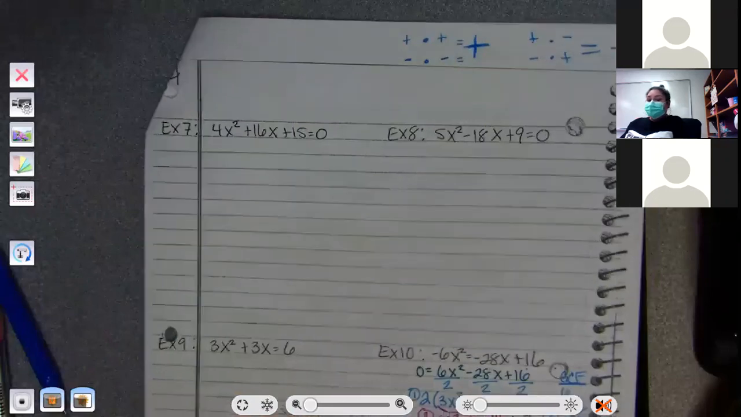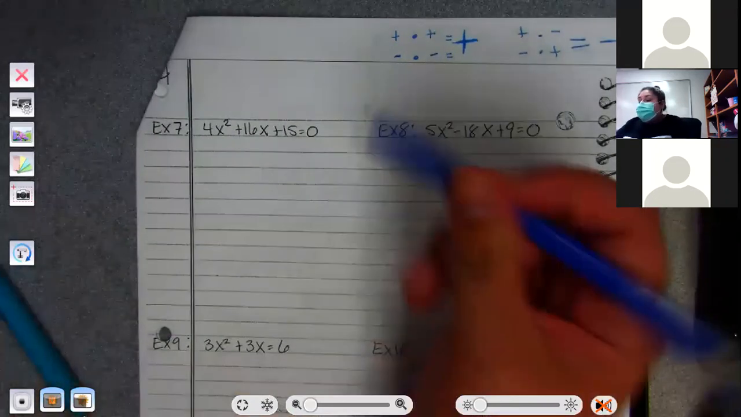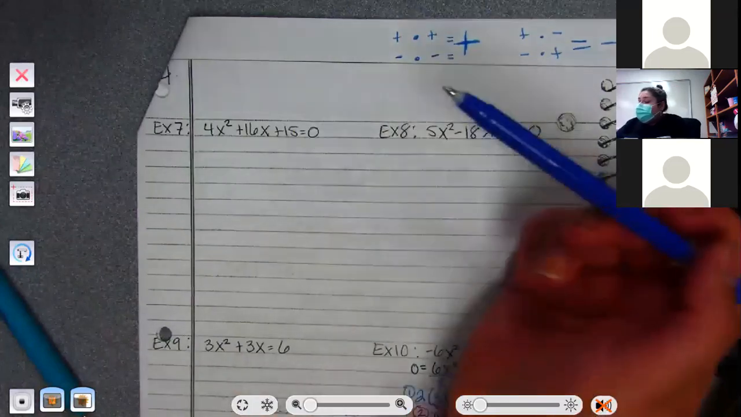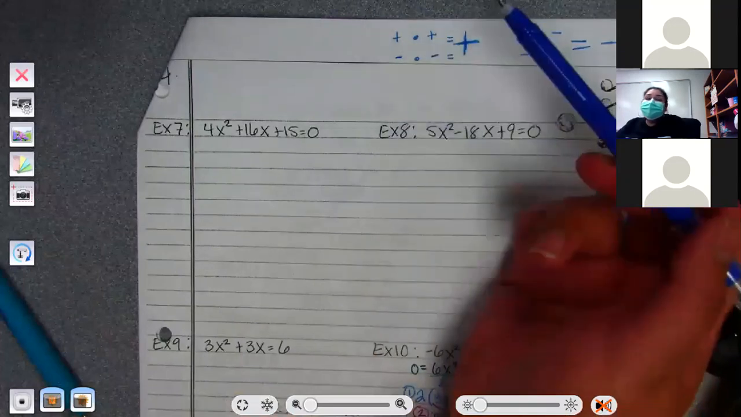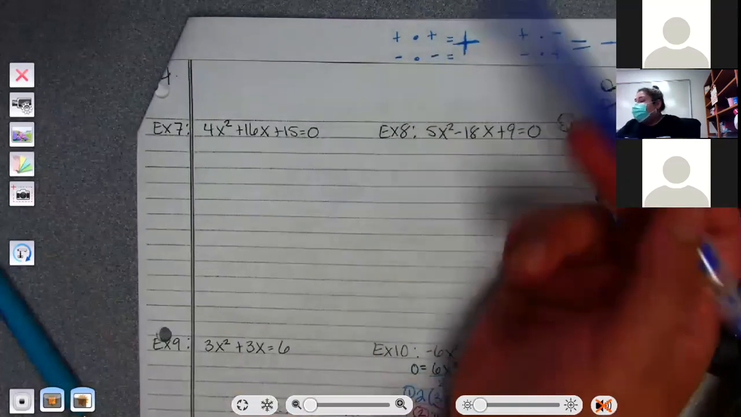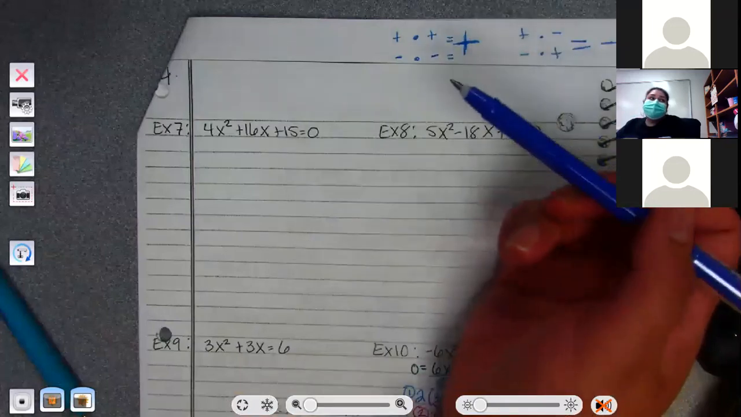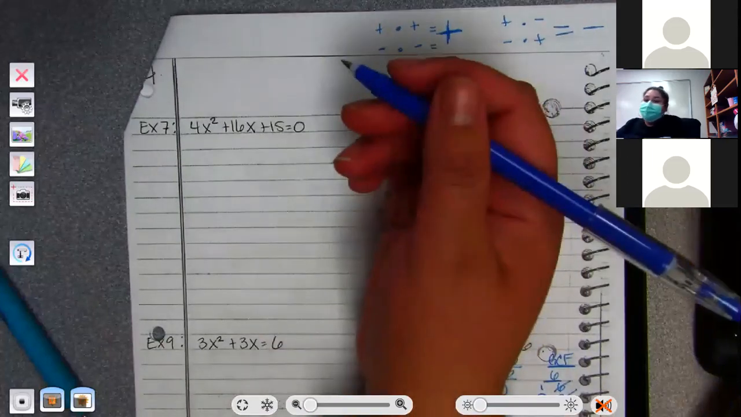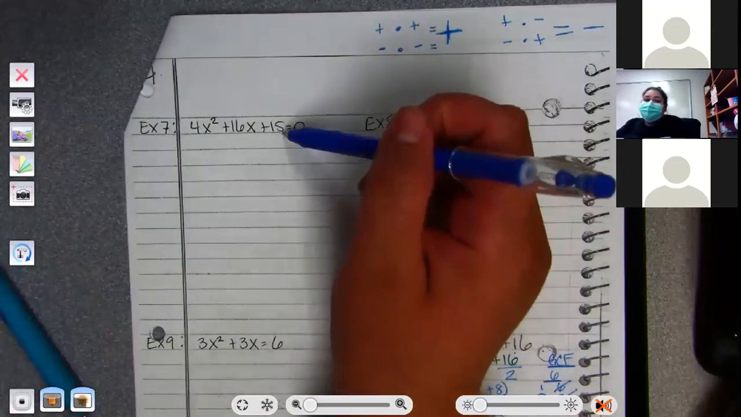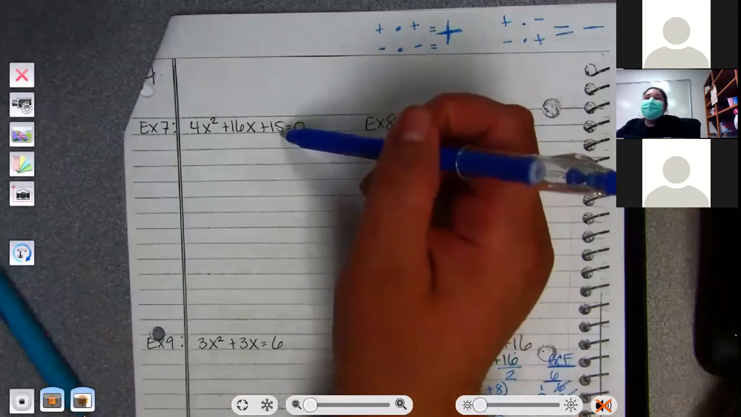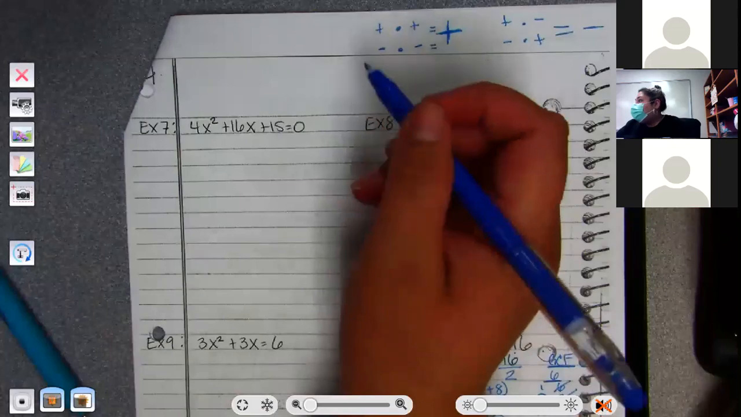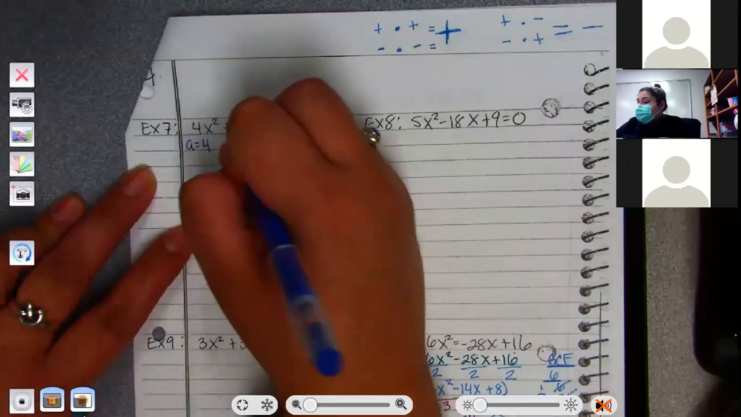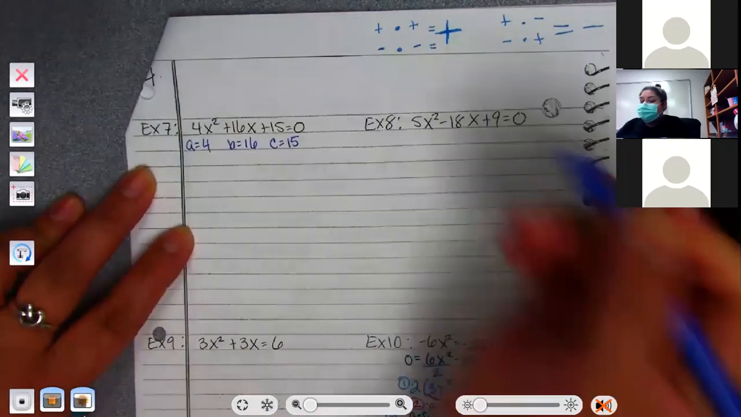Okay, so example 7. We have it at equal 0 already, so check. Okay, so next, greatest common factor. So what number am I going to look at to determine if I can factor anything out? 4, 16, or 15? Okay, so the factors of 4 are just 1, 4, and 2, right? But we can already see that we have a 15, and 15 is not divisible by 4, and it's not divisible by 2. So there's nothing to take out. So there's no greatest common factor. So my A is 4, my B is 16, and my C is 15.